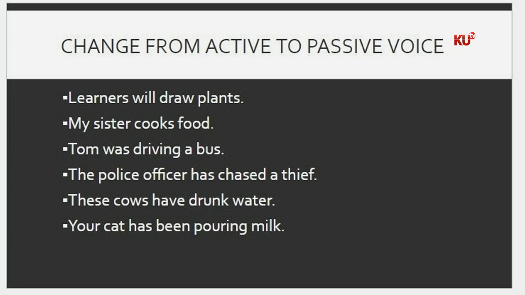Number 2, my sister cooks food. Tom was driving a bus. Next, the police officer has chased a thief.